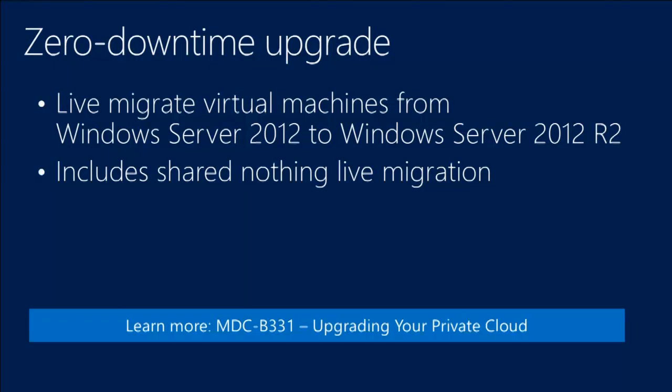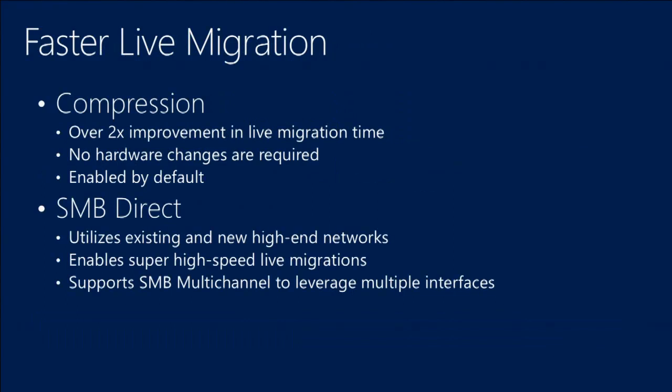So what have we done in R2 specifically for private cloud? The first big one was cross-version live migration. We knew that there was a lot of excitement around 2012, and we knew that people were deploying it, and we did not want 2012 R2 to slow down the success of 2012. So we've done a lot of work to ensure that it is very easy to move virtual machines from 2012 to 2012 R2 with zero downtime. And I'll be showing that in a moment.